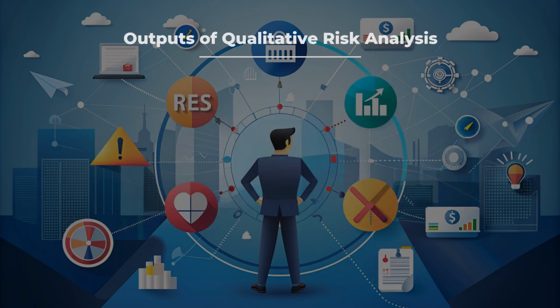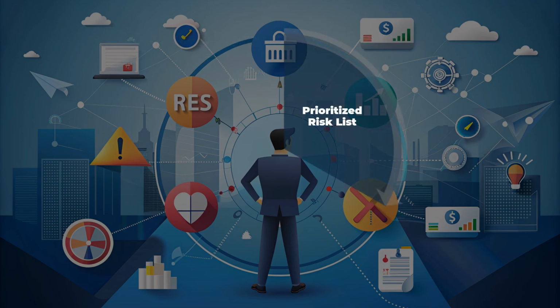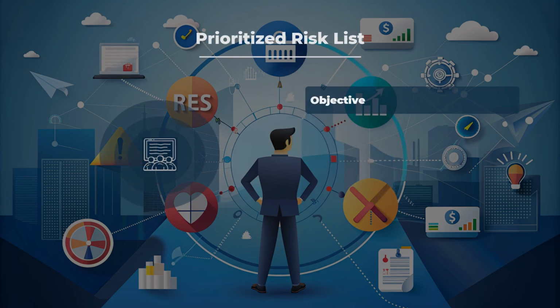Now, let's explore the key outputs of qualitative risk analysis. Prioritized risk list: to create a list of risks ranked by their priority. This helps focus efforts on the most critical risks. A prioritized risk list focuses attention on the most critical risks, ensuring efficient resource allocation.